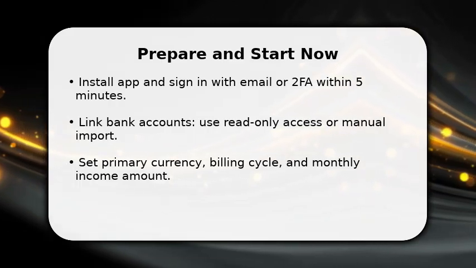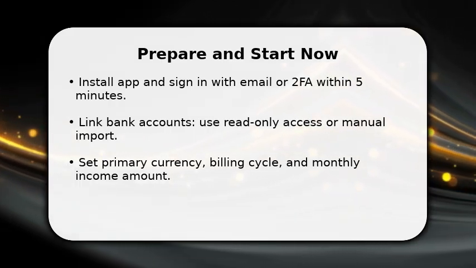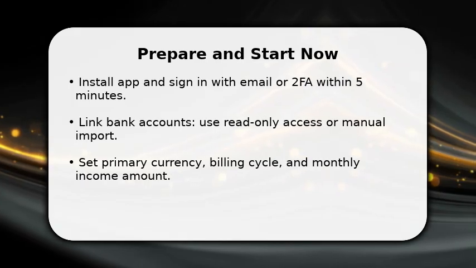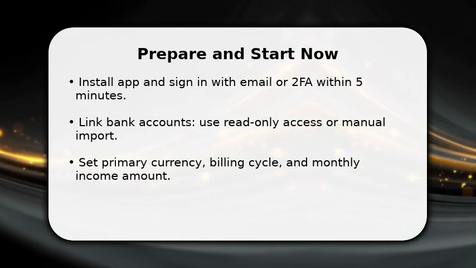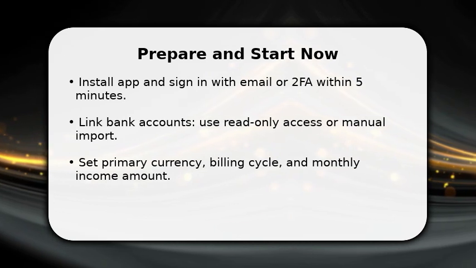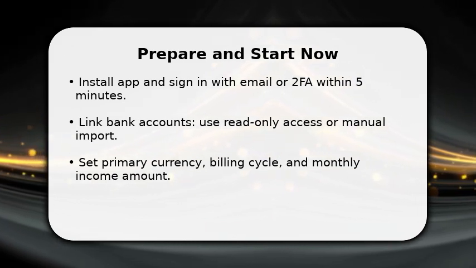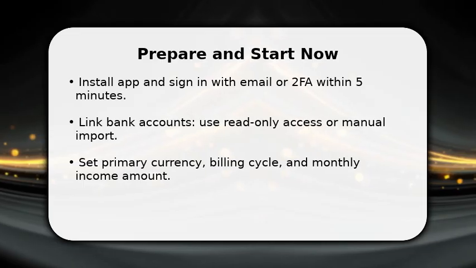Make sure to create at least one account group for checking and one for savings so rules apply correctly. These first steps let the app auto-suggest categories and build an initial baseline budget that reflects real behavior.